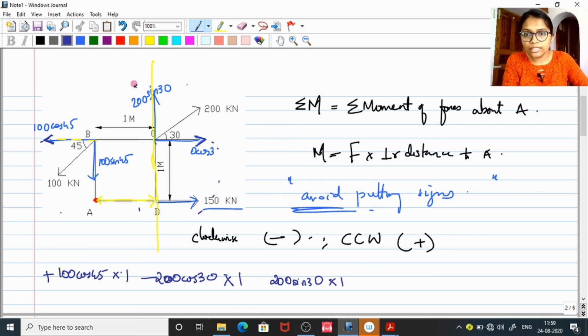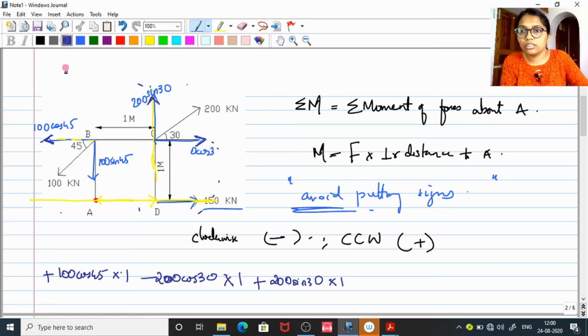Okay, now how can this 200 sin 30 cover up this A part? Along again a counterclockwise direction, so we need to put a positive here. Okay, and lastly, what about 150 kilonewton? You can see again here that this 150 kilonewton, when extended, passes along this point A, isn't it? So there is no perpendicular distance available, so there is no contribution of moment by 150 kilonewton.